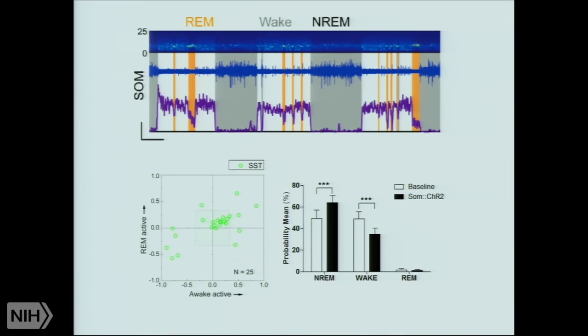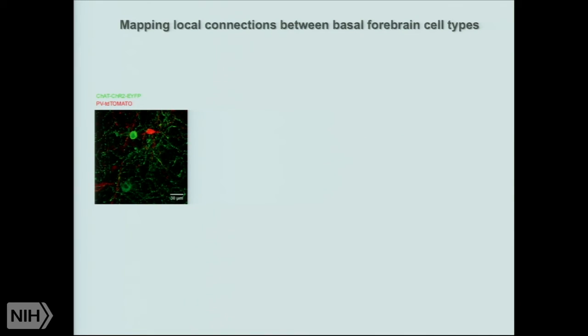And when we activate the entire population, we actually finally saw we can promote non-REM sleep a little bit, decrease the wakefulness a little bit. Right? So basically what's going on is that it's a diverse population, but the overall effect is to promote non-REM sleep. So these are the functional characterization of the 4 cell types.